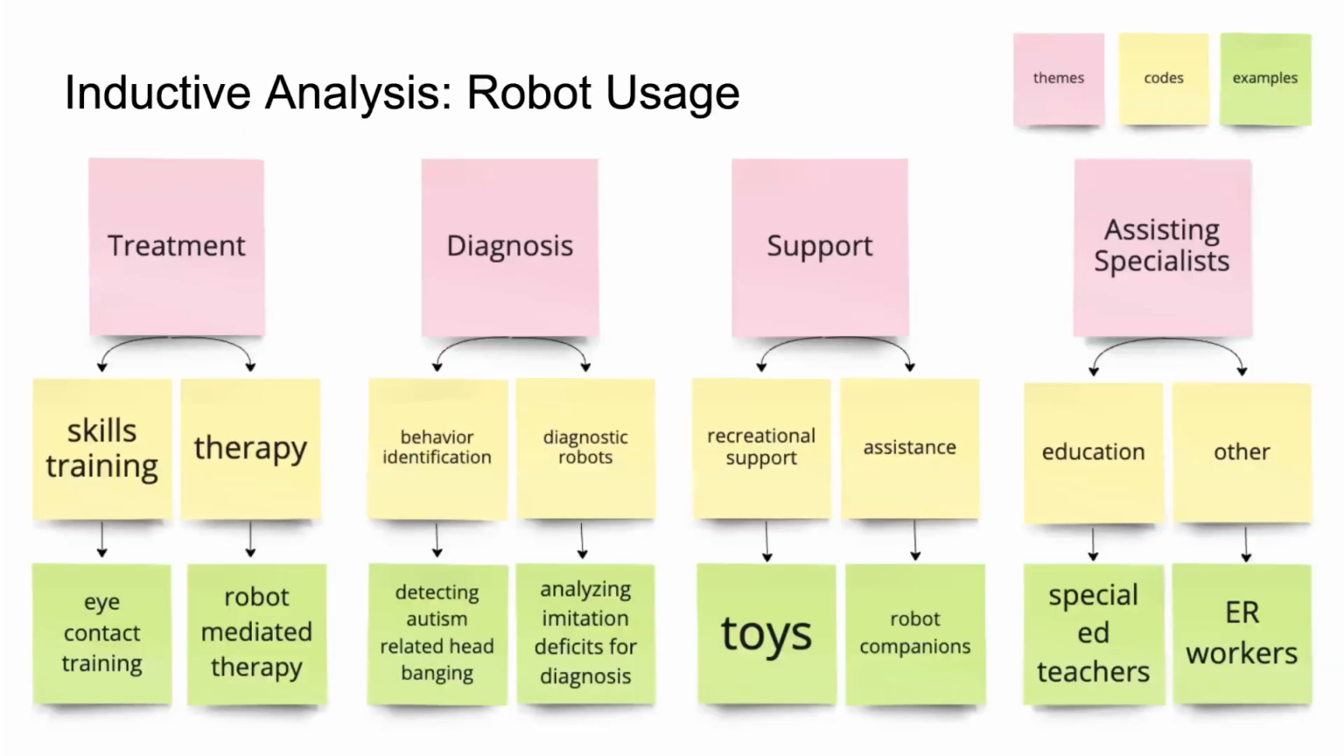For our inductive analysis of the robot usage, we basically looked at all the different examples and consolidated them into codes, which were later consolidated into themes. So for example, under the treatment theme, we had eye contact training and robot-mediated therapy. And from that, we determined skills training and therapy as the two separate codes, and we created the treatment theme.